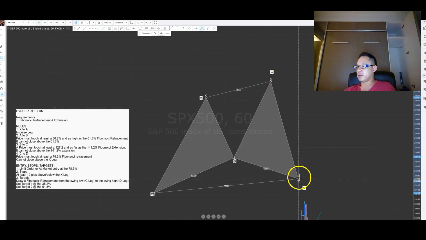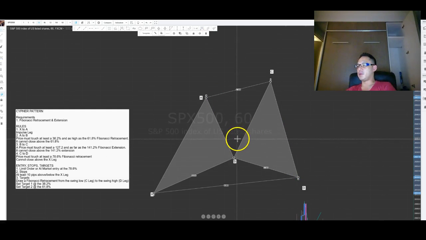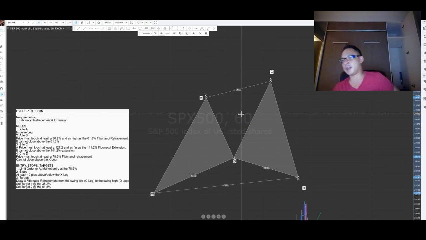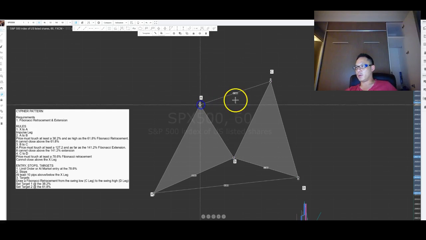Okay, that's better. All right. So that's just the Cypher pattern, right? Now, when you look at this, you can see the pattern here, but once you look at it in the chart, it's impossible to find this kind of stuff. So, I'll explain it one by one.